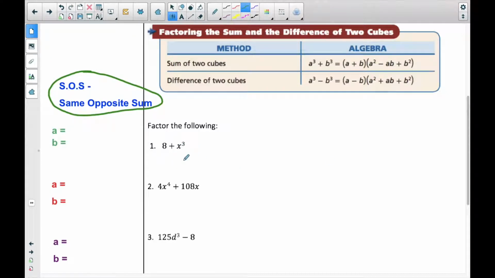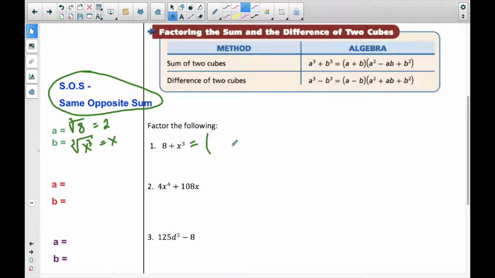Let's look at the first example. This first example is not in standard form, and I don't know why it's not. But what we're going to do is take this first term to be our A. Well, it's our a to the third, actually, and then the second term is our b to the third. So for finding our a, we're going to take the cube root of 8, which is 2. And for b, we're going to find the cube root of x cubed, which is x.